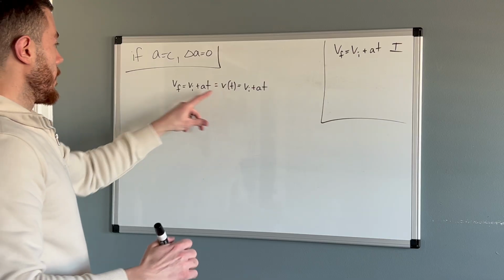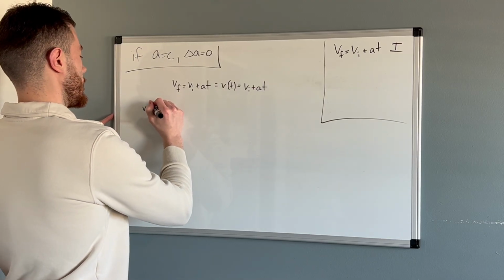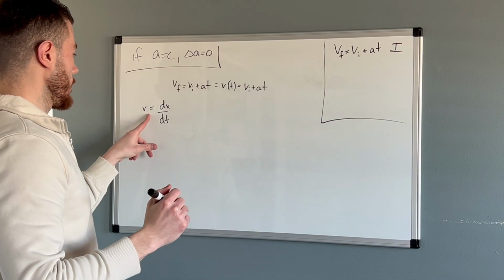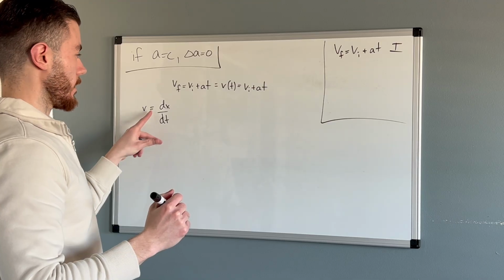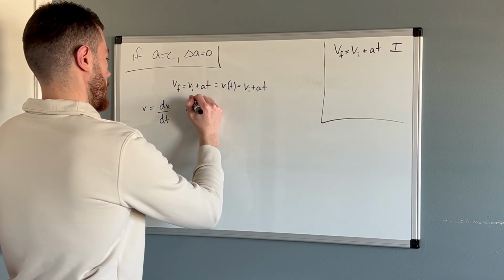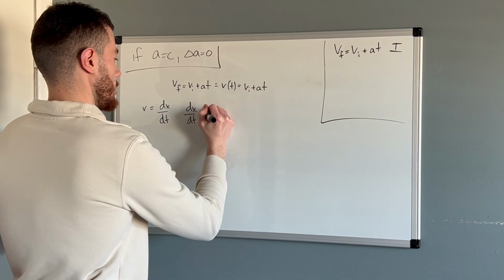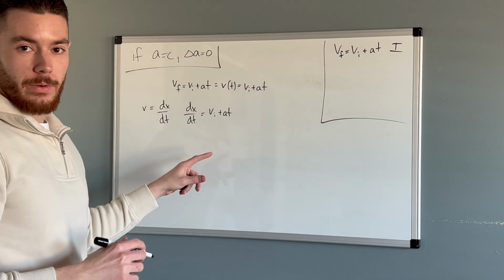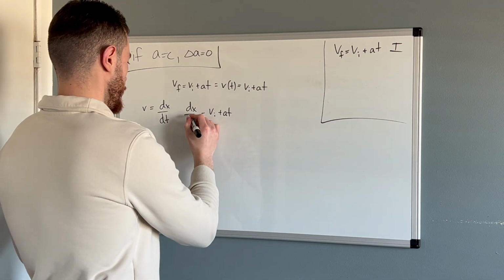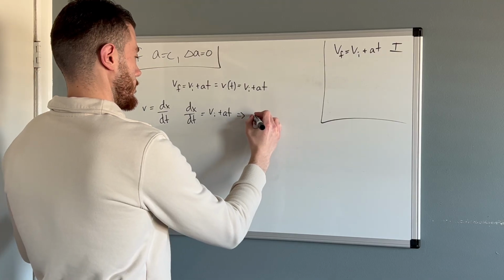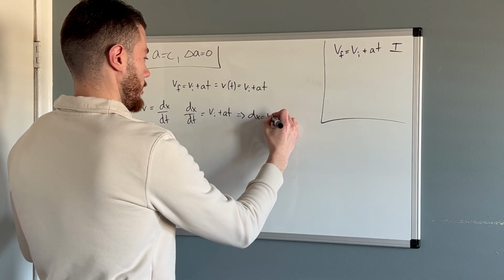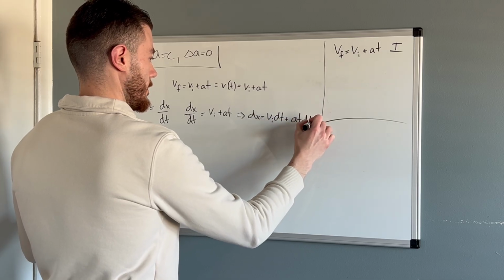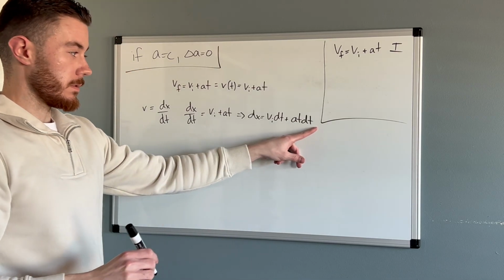And v of t, v is nothing more than dx dt. It's just the definition. So let us substitute that for v of t. So dx dt is equal to vi plus at. And then how about we multiply both sides by dt? Get rid of the fraction. We're going to have dx is equal to vi dt plus at dt. This is a differential equation.